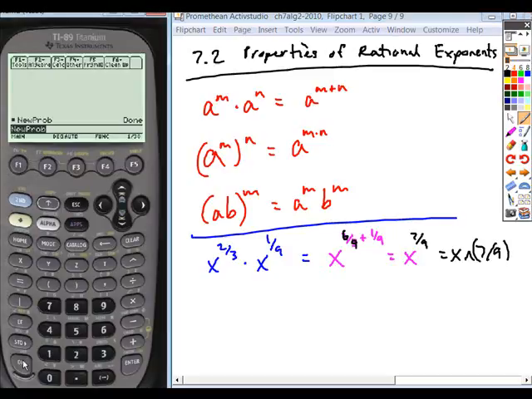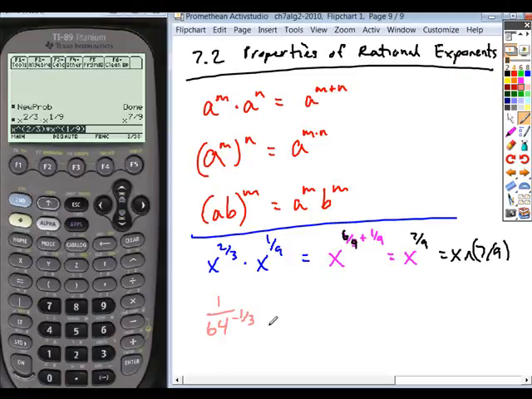Now, if you're using your calculator to verify this, you would take x to the power of, again, just like how I'm having you enter it online, parentheses 2/3 times, again, the x to the power of parentheses 1/9. And when you hit enter, it confirms it for you. Okay, let's take a look at 1 over 64 to the minus 1/3.